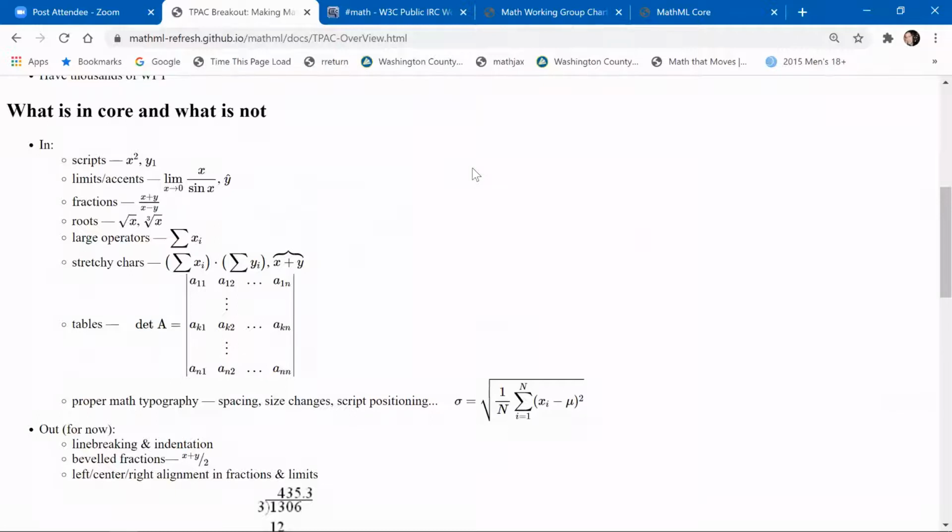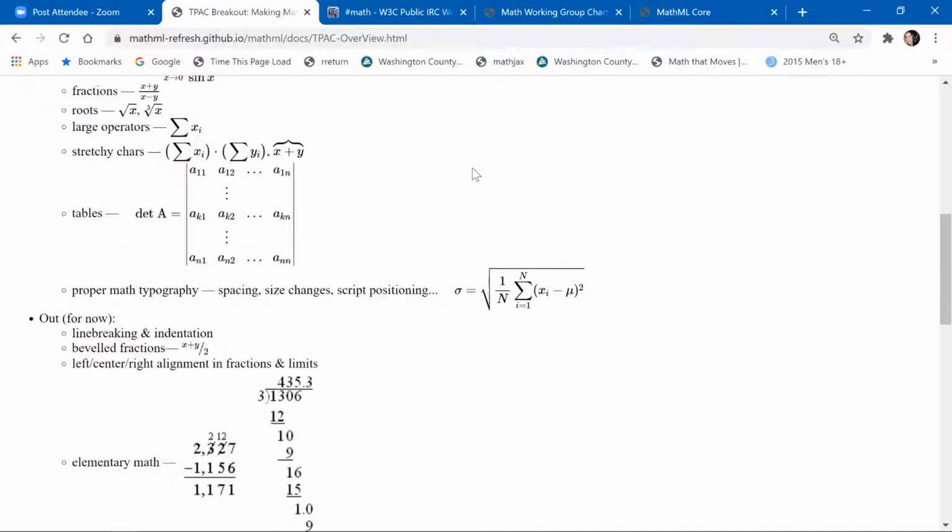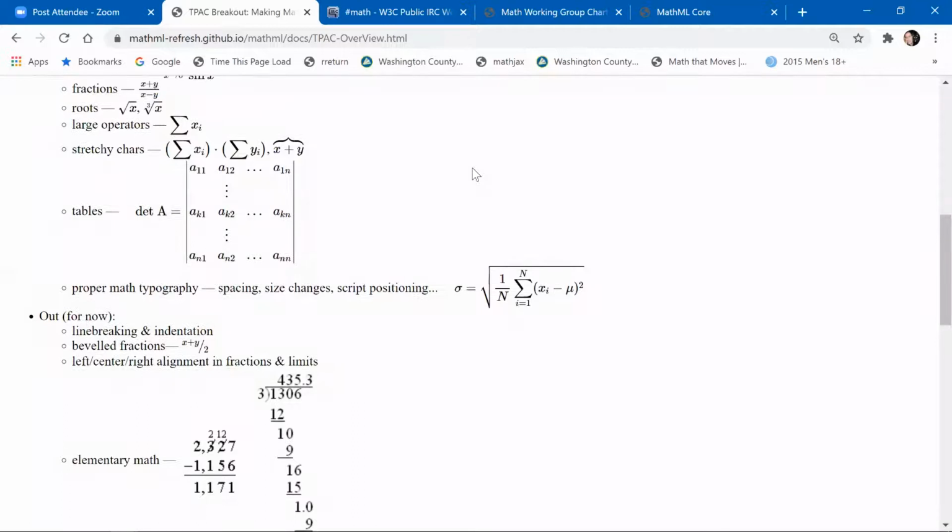So what's in core? A lot of stuff's in core. So scripts, subscripts and superscripts, limits and accents, fractions, roots, large operators, the stretchy characters, tables so that you could do matrices and determinants, and proper math typography, which is really about specifying a lot of the low-level details of math layout.